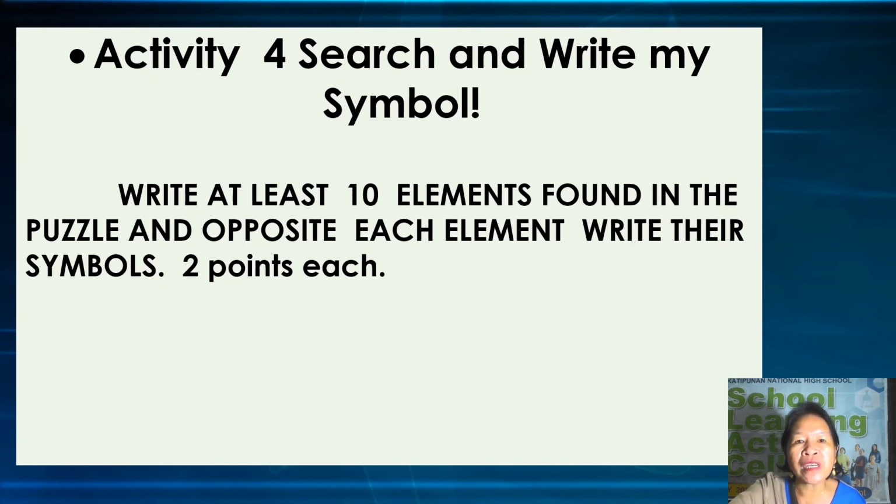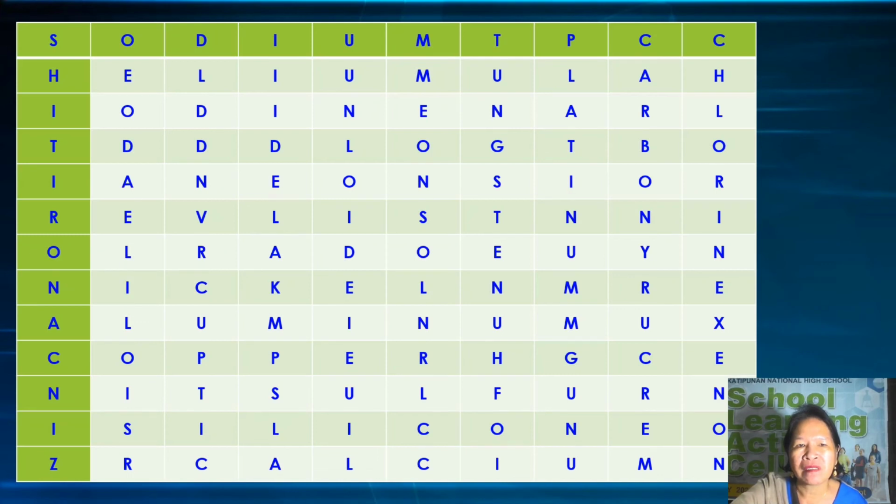So in your module, try to answer activity 4, in which you're going to search and write the symbol of the elements. The title of the activity is Search and Write My Symbol. Write at least 10 elements found in the puzzle, and opposite each element write their symbols. So that is 2 points each. This puzzle is found in your module. Try to answer it. Just write 10 elements.